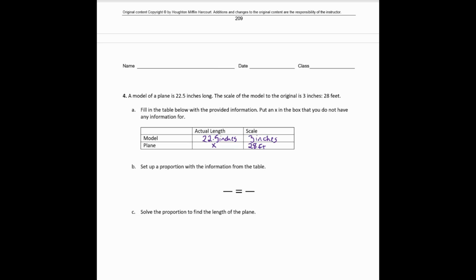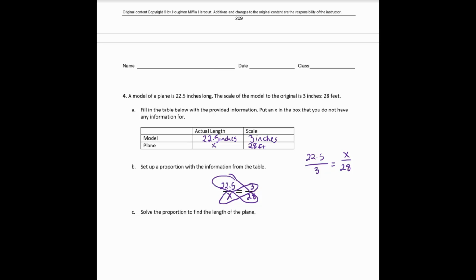When you set up a proportion, there's more than one way to do it. I can put it just like how the table looks, and that will work. Or you can rearrange it. You can put the model information on one side, and then the plane information on the other. What matters is that we match up information so that vertically we have similar information and horizontally we have similar information. Now I'm ready to cross multiply.